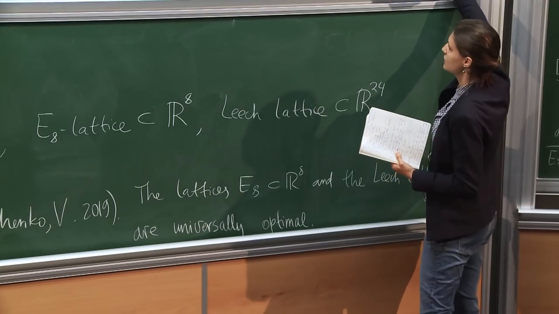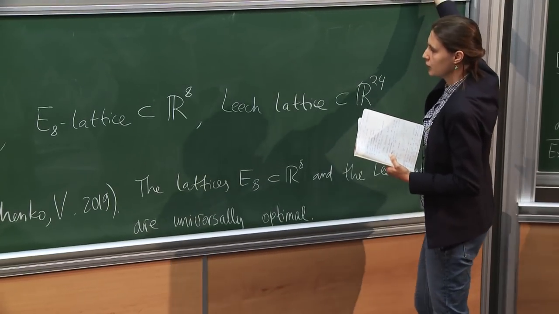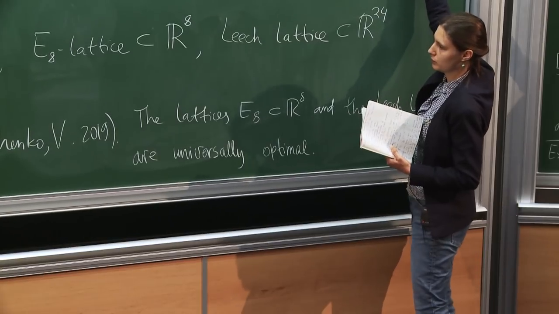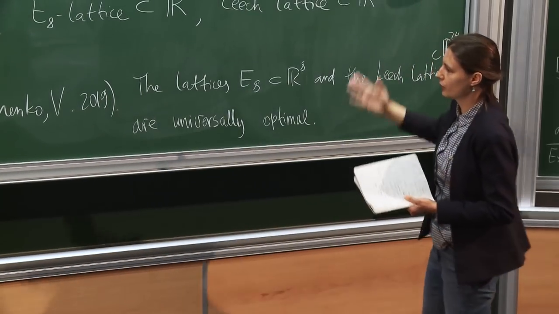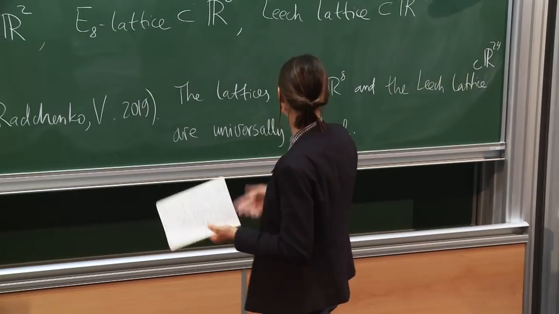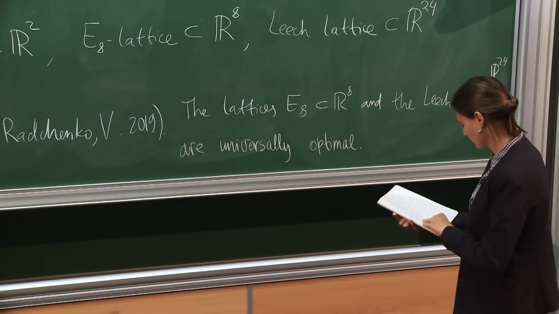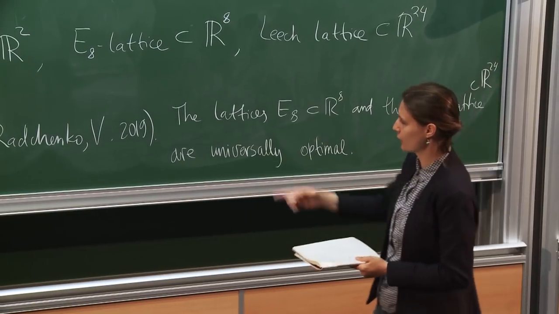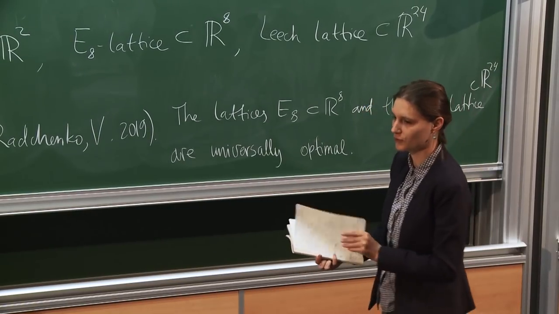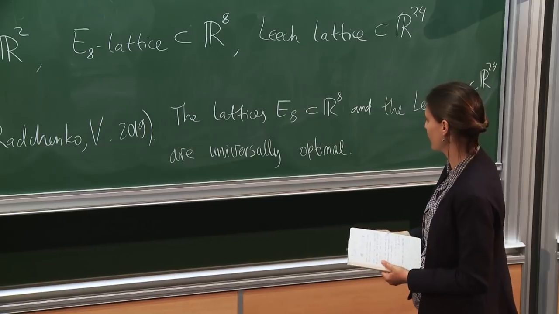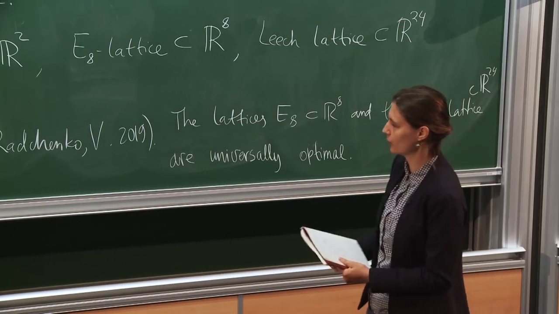One case is open. A2 is still open. Somehow it turns out to be more difficult than E8 and the Leech lattice. But maybe I will come to this a little bit in the last lecture, to see why things which work in big dimensions don't work in small dimensions.